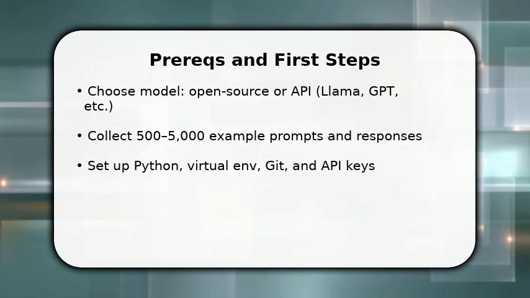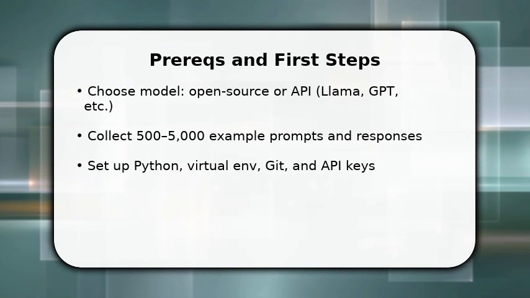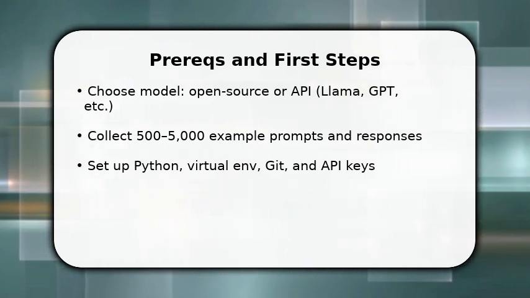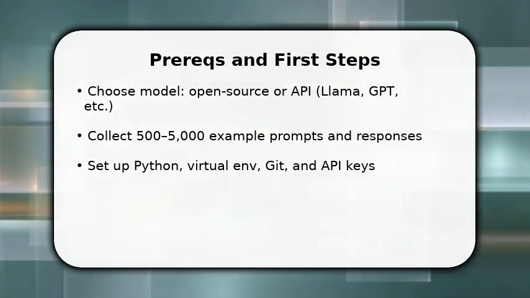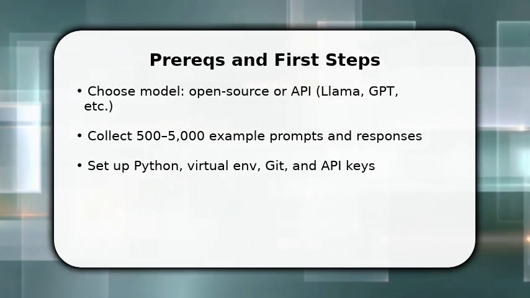Enjoy the video. You start by choosing a model and environment. Pick open source for control or hosted API for speed. Once chosen, gather a starter dataset of 500 to 5,000 prompt response pairs and label intents.